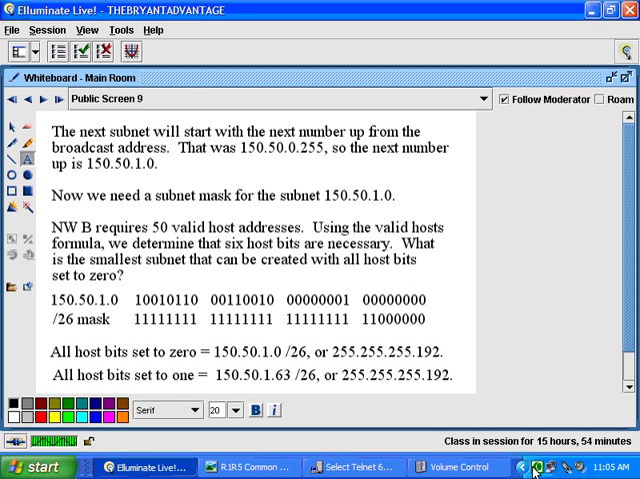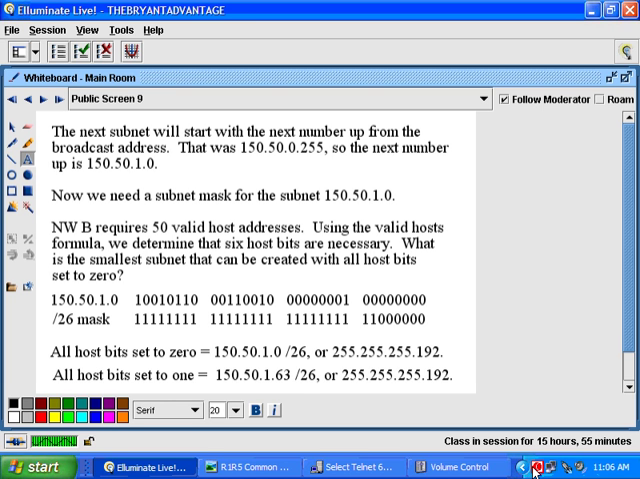So what's the smallest subnet then that can be created with all the host bits set to 0? Well, it would be 150.50.1.0/26, because that combination leaves us 6 host bits there at the end where both of them have a 0, both the network number and the mask. Now, you need to be careful here when you start converting these out. If all of the host bits are set to 0, that value is pretty easy because that's already done. We can see that. But be careful here at the end.